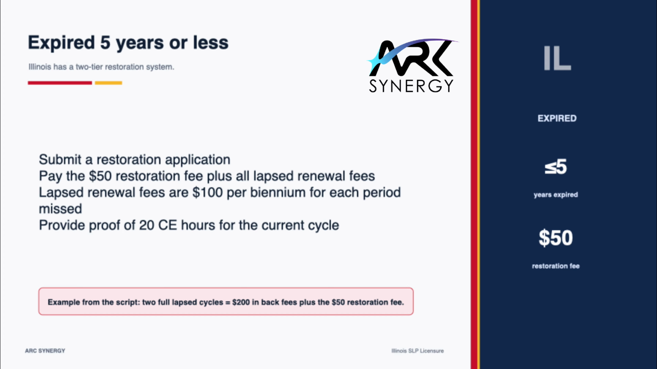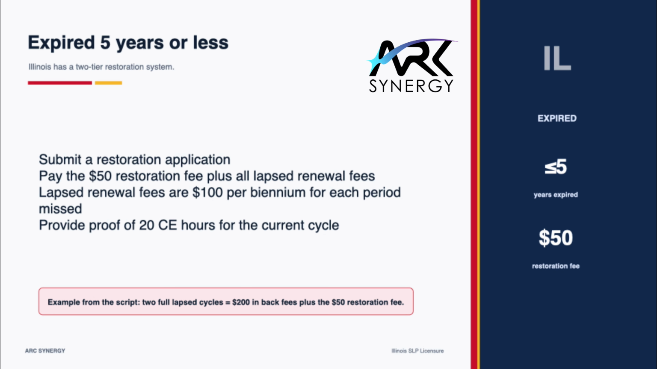Now let's talk about if your license is expired. Illinois gives you a 5-year deadline that will determine what you owe and the steps you need to take if you want to reinstate your expired license. If your license has expired and it's been 5 years or less, you will submit a restoration application. You will pay a $50 restoration fee plus the lapse renewal fee, which is $100 per biennium for each period that you've missed. And you need to provide proof of 20 CEU hours for the current cycle only.